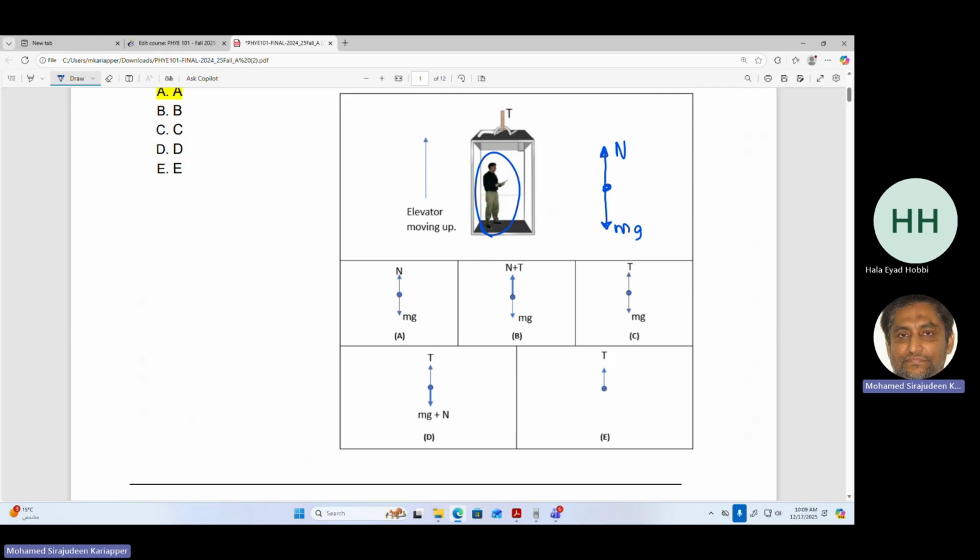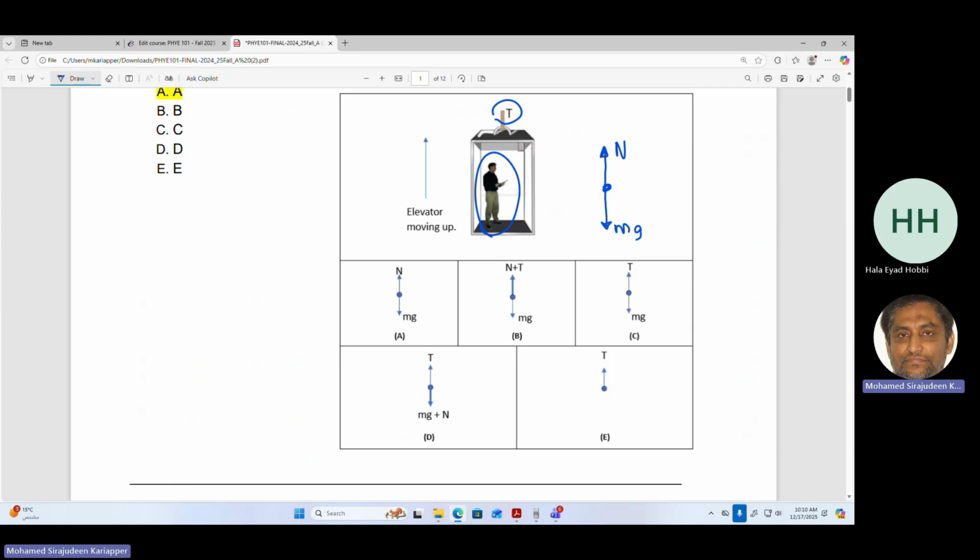So someone will say, what about the tension force? Well, the rope or the cable that is connected to the elevator is not connected to the man. The rope is not tied to the man. It is only tied to the elevator. So it is not interacting. The man is not interacting with the rope. So that tension force of the cable or the rope is not acting on the man. Only these two forces. So that will make the correct answer to be C.